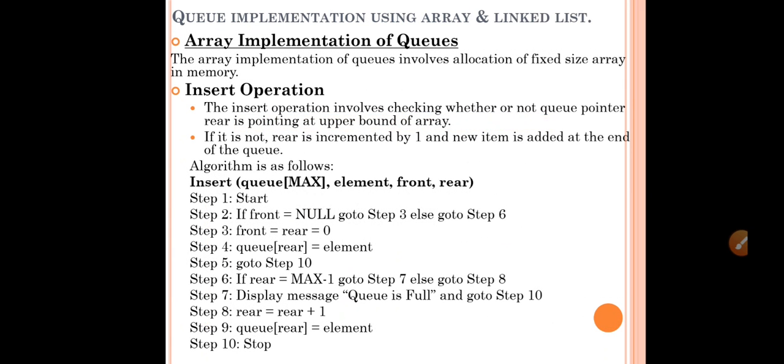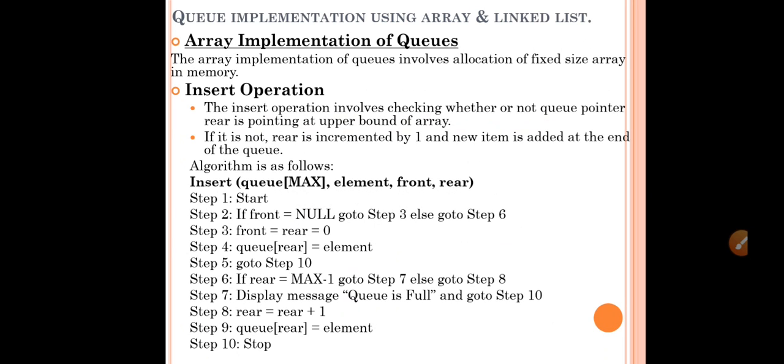So how are we going to implement the queue using array and linked list? The insert operation involves checking whether or not the queue pointer rear is pointing at the upper bound of the array. If it is not, rear is incremented by 1 and the new item is added at the end of the queue. So this is what we have to maintain while inserting an element into a queue.